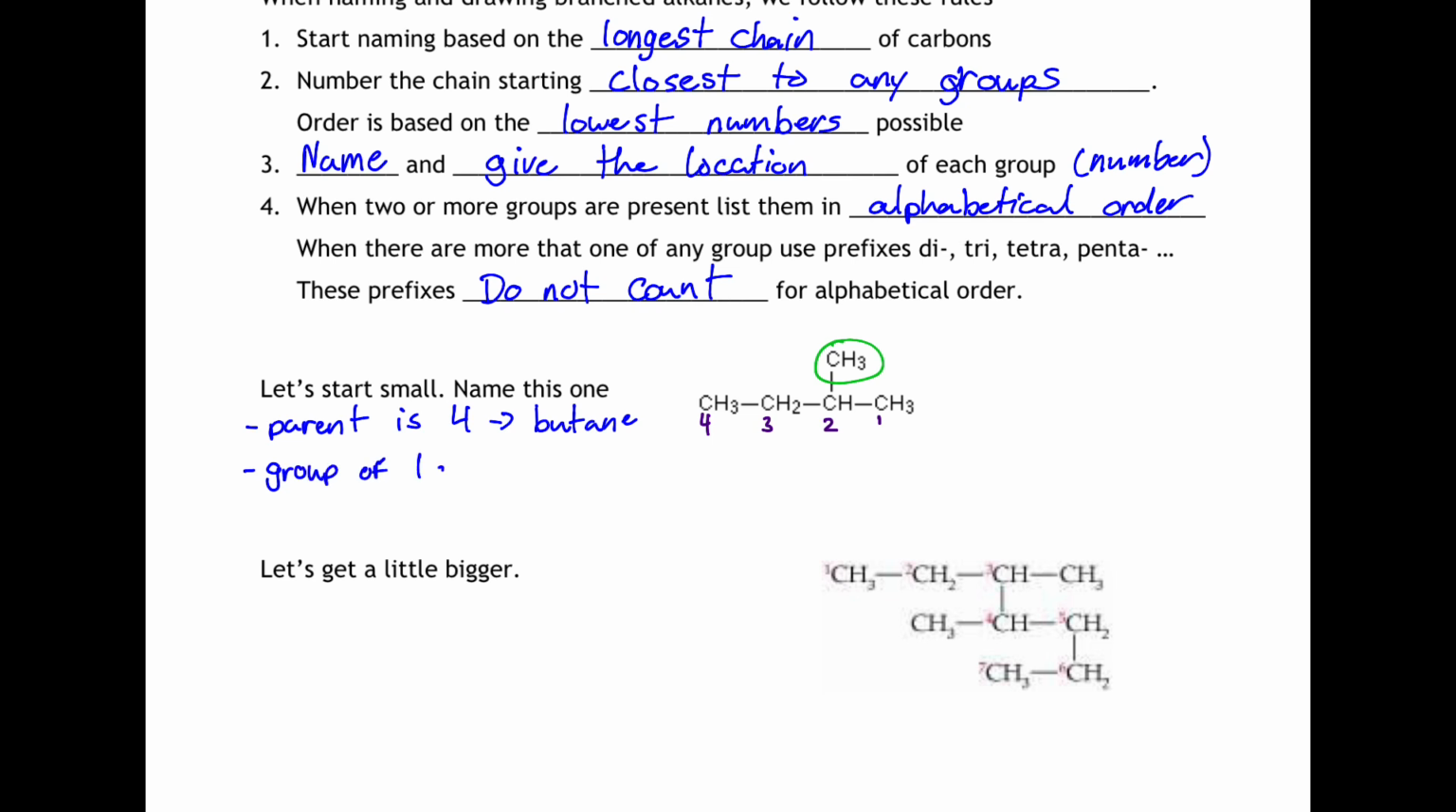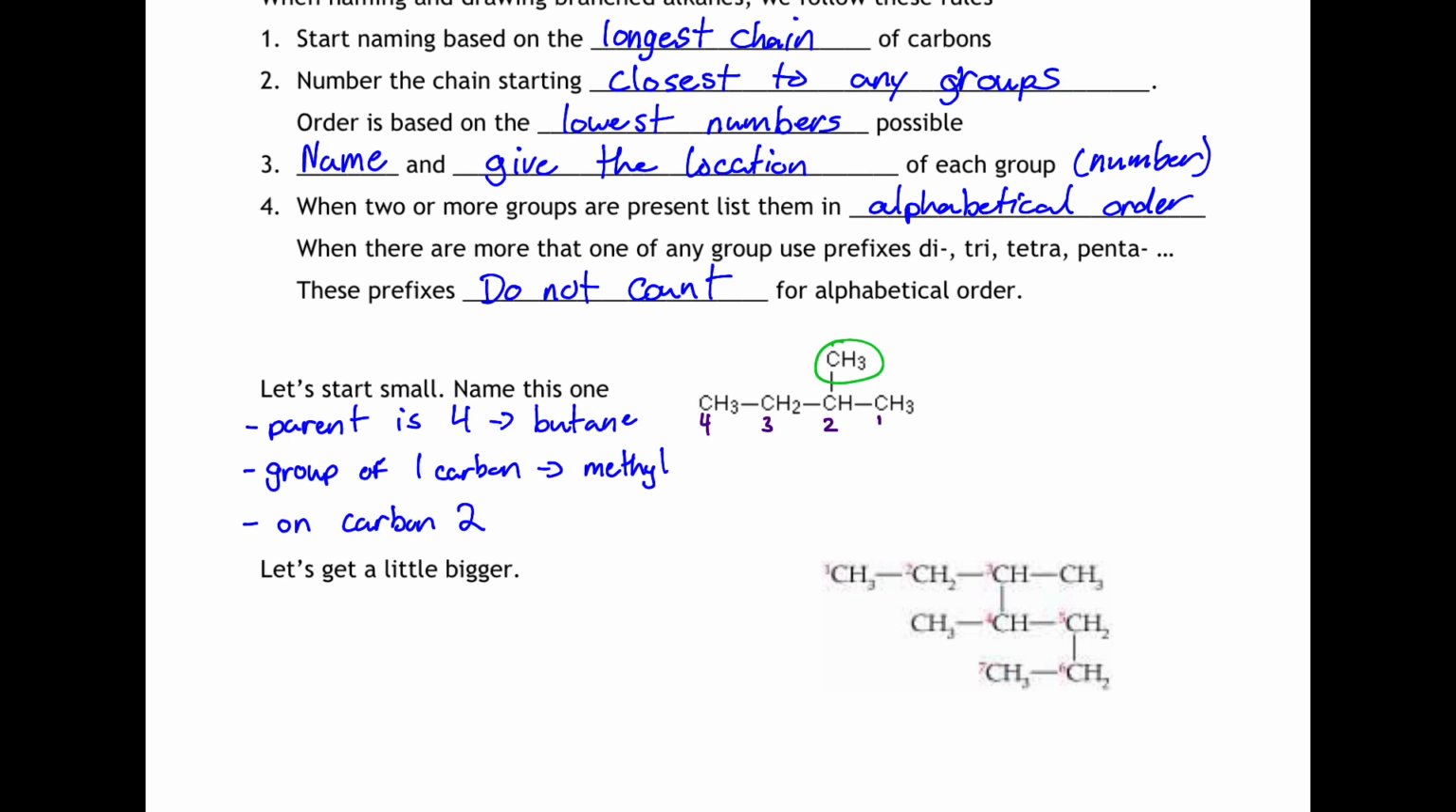So the group of 1 carbon. So that's the green one I've circled here. It's a group that has 1 carbon in it. So it gets called methyl. So we put this little YL sounding ending on our group names. And then we go, it's on carbon 2. So, oops, that's not a very good looking 2. Let's fix it. So it's on carbon 2. So these are the things we need for our name. The good news, 1 group, so we don't need to worry about the alphabetical order.